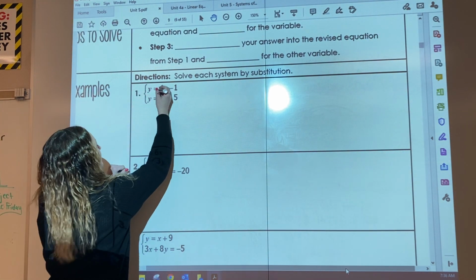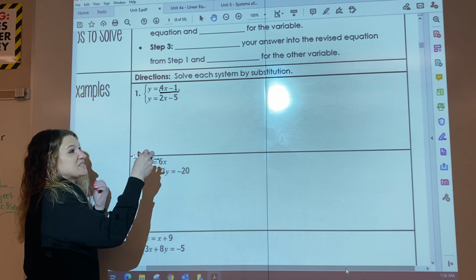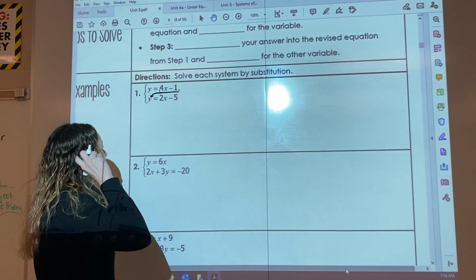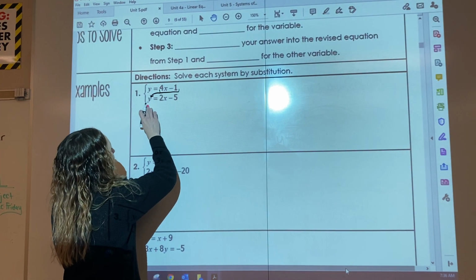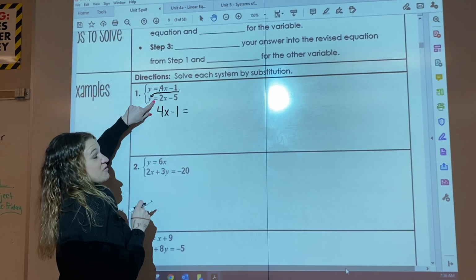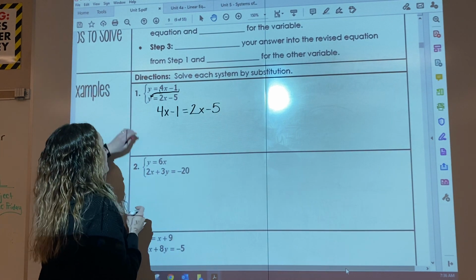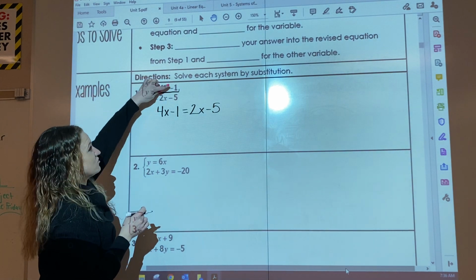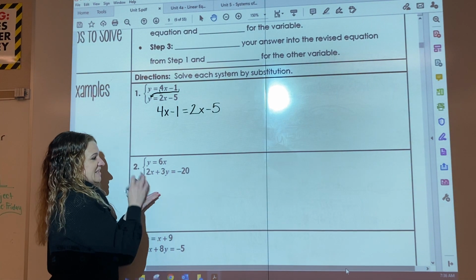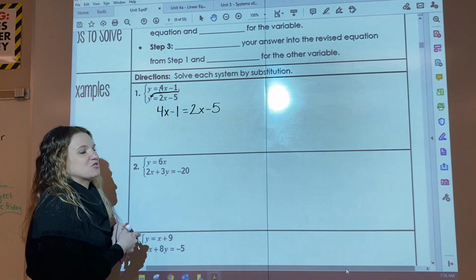So if y equals this, 4x minus 1, then what I'm going to do is substitute it, like our step said, into the other equation for that same variable. So instead of the y over here, I'm going to substitute in 4x minus 1 equals, that's coming right from there, the 2x minus 5. So I substituted the expression that y equals into y for the other equation. Looks a little bit different here, but what you'll see here is more likely what you're going to see. So pretty much you just set these equal to each other.